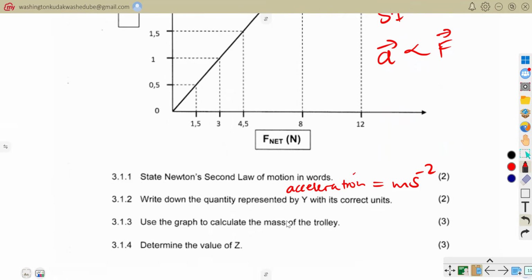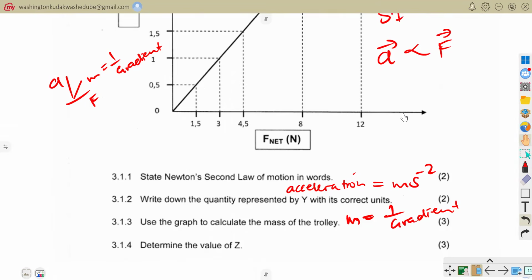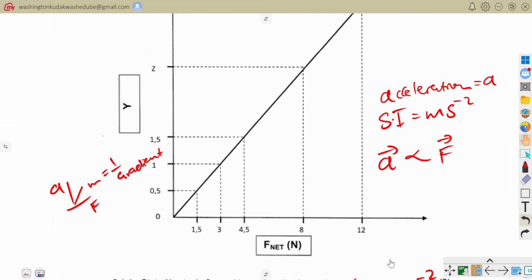Use the graph to calculate the mass of the trolley. Now, we know that from the acceleration against force graph, the mass is given by the inverse of the gradient. That is what we said in the previous question. So our mass would be given by 1 over the gradient of the graph. What we simply need to do is to determine the gradient first. So what is our gradient?